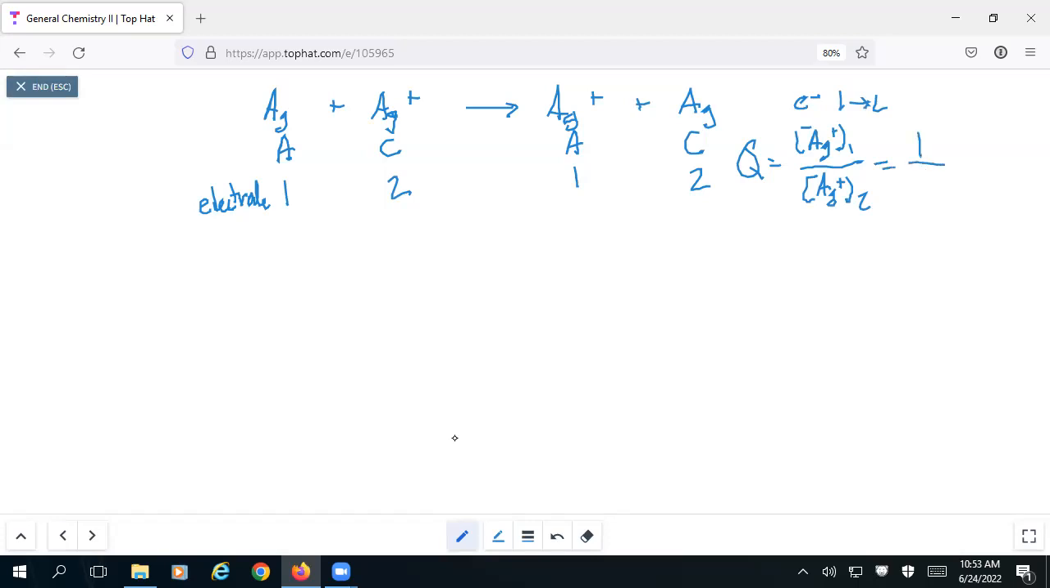So this sets up slightly differently. Our Q value is going to be equal to the reciprocal of the concentration of the silver ion, since this was a 1 molar solution here. But we would go about it pretty much the same way.